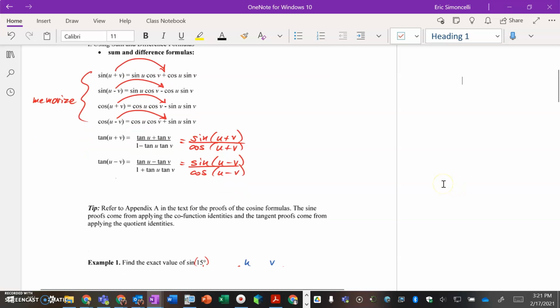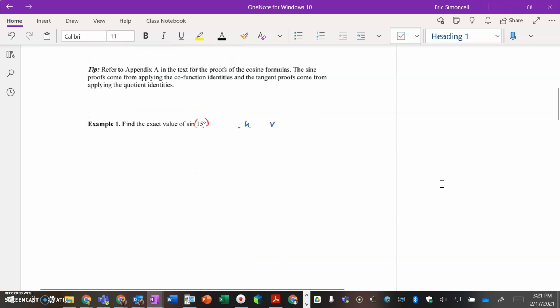All right, example 1. Find the exact value of the sine of 15 degrees. So we're going to use u and v in context, and in order to do this, we have to rewrite 15 degrees as either a sum of two angles u and v or a difference of two angles u and v. Now be careful. The two angles that you choose for u and v should be angles that you know the sine and or cosine of. So the unit circle is very important to relate back to.